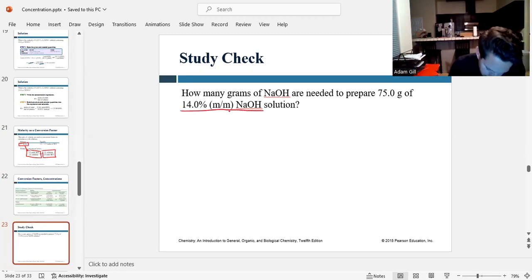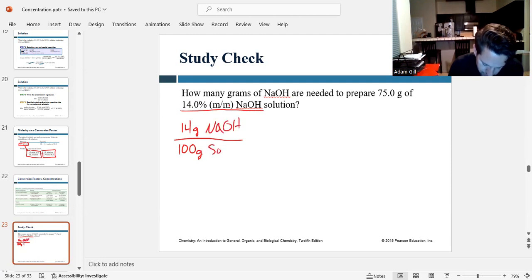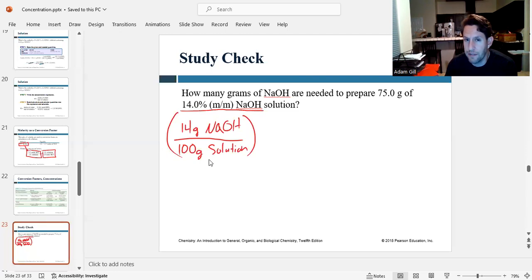So 14%. That is the same thing as 14 over 100. The M means mass, so that's going to be grams. And it's 14 grams of NaOH for every 100 grams of solution. So that's our conversion factor based on the concentration.